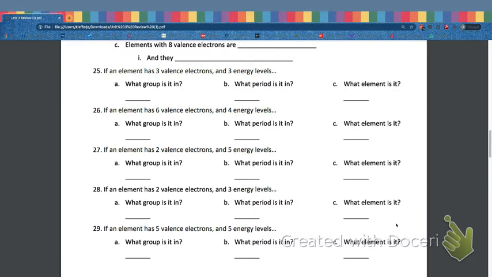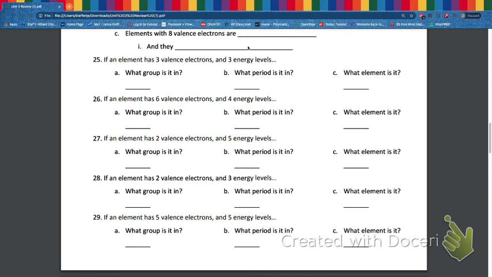Elements with 8 valence electrons are stable. We say that's a full octet or a complete octet. And they do not form ions or compounds. Remember, those are our noble gases.